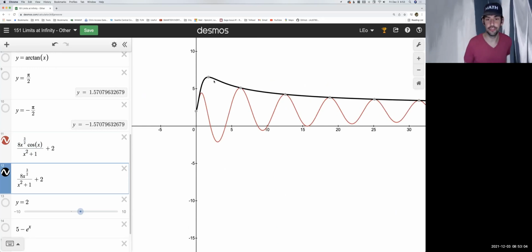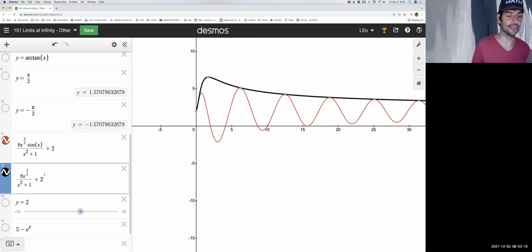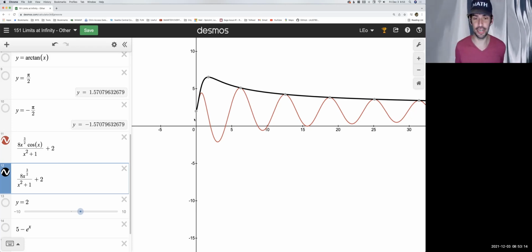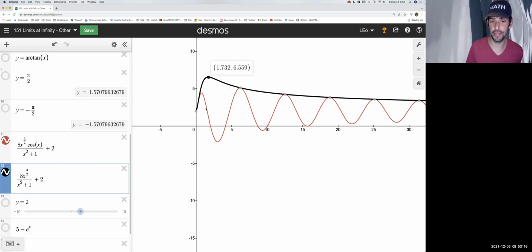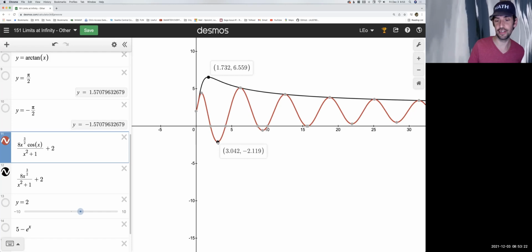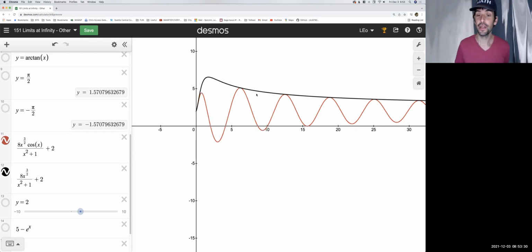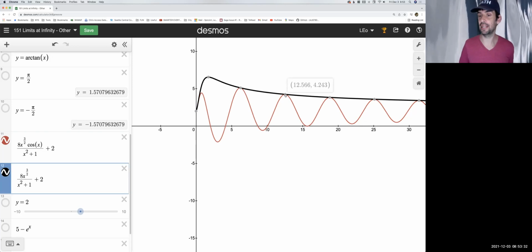Right, so cosine is just taking the values, at least part of the values of the black line, this first term, the 8x to the 3/2 over x squared plus 1, and multiplying them by positive or negative 1. And so where this one's up here, that portion of that is multiplied by some value of cosine. Maybe down here it's at negative 1, so it's taking this value and multiplying by negative 1. We still have the plus 2 in there, but it's bending the function as we go. But it can only do so much.